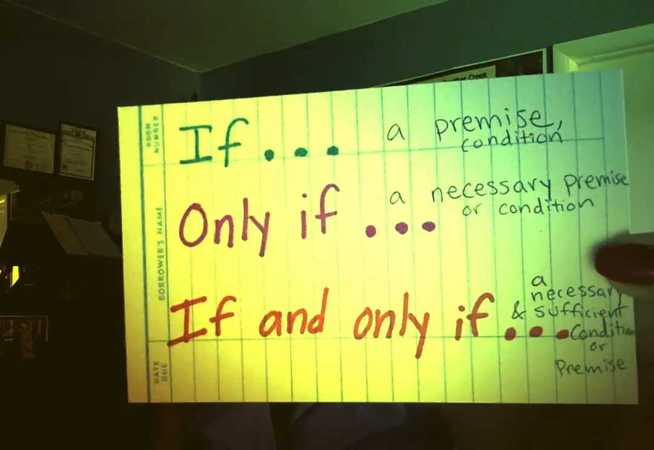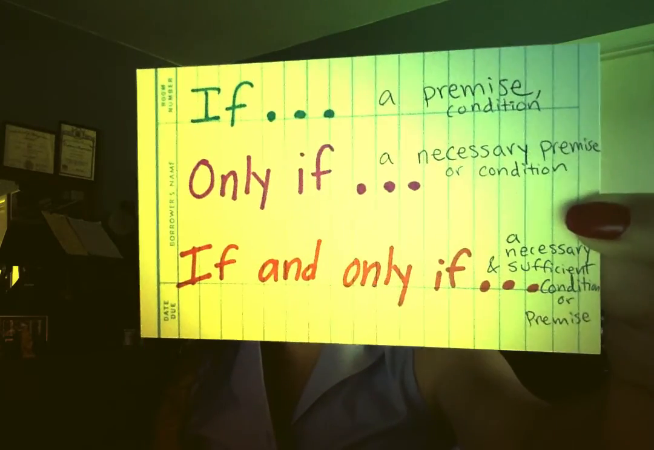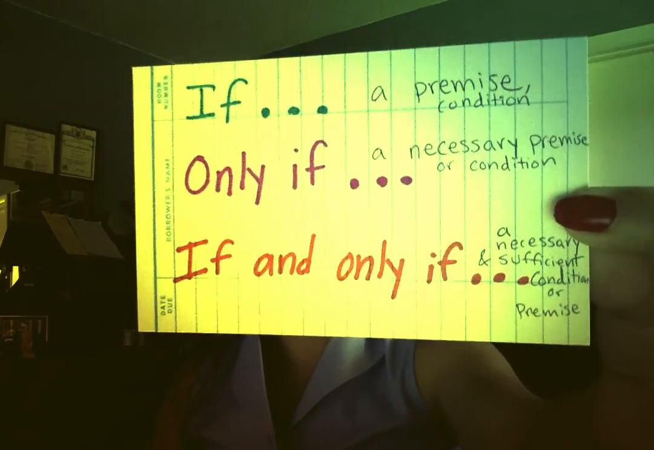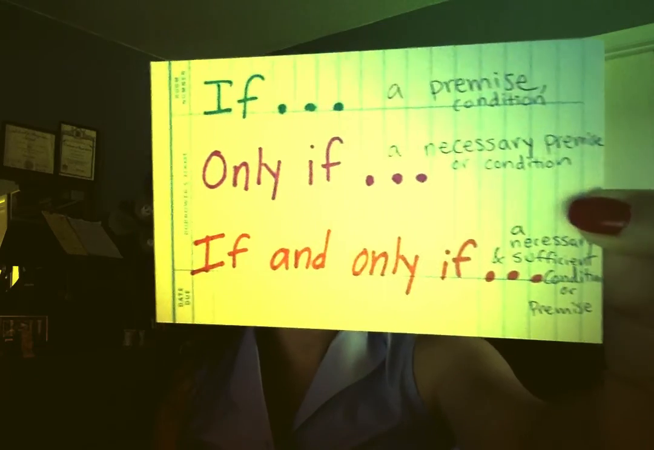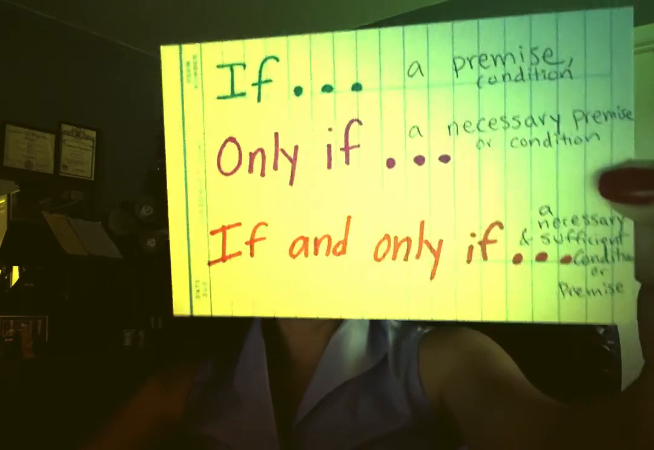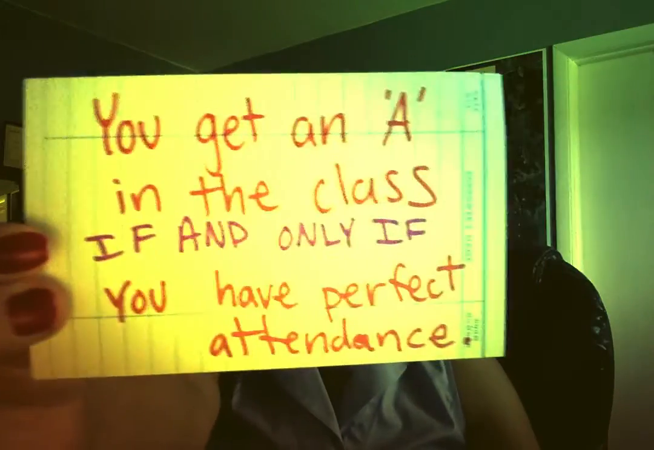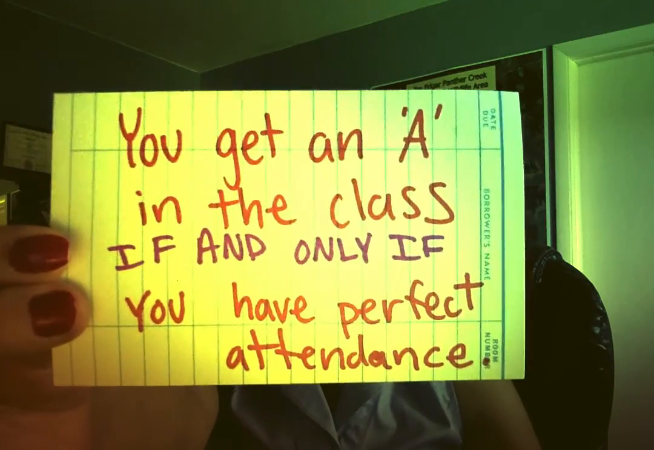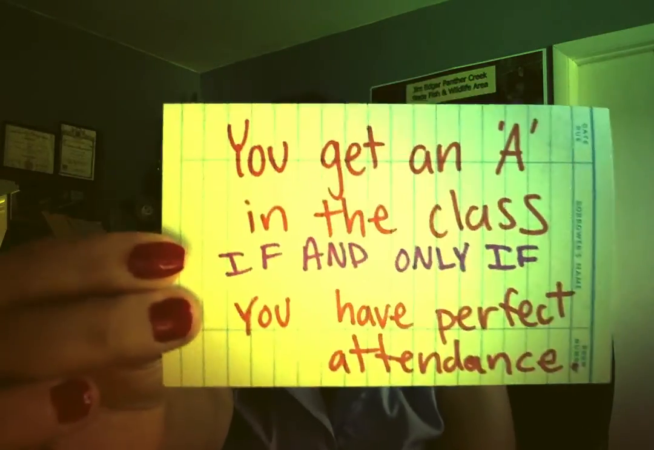The statement that goes blah, blah, blah, if and only if blah, blah, blah, is giving you necessary and sufficient conditions. It's telling you that everything and all you have to do is this thing.